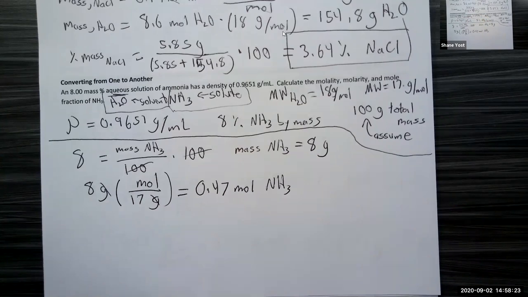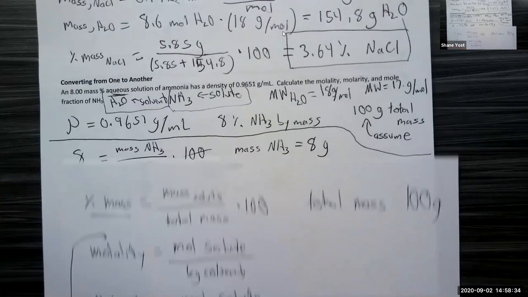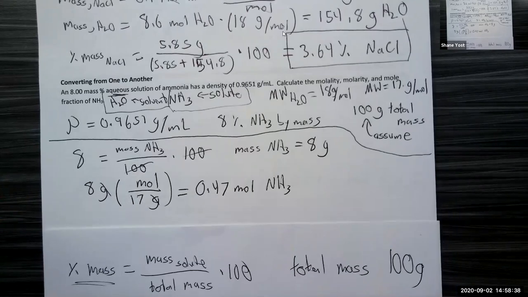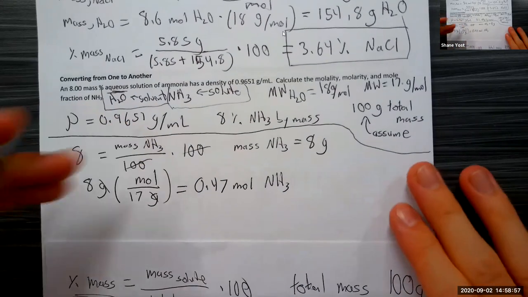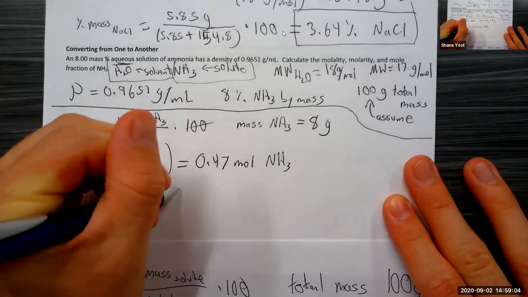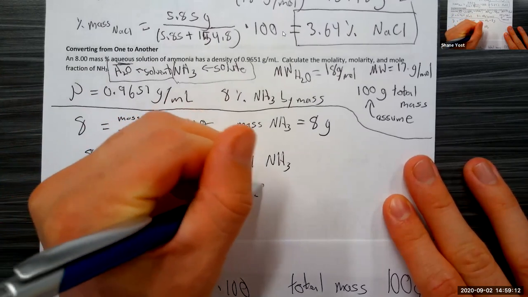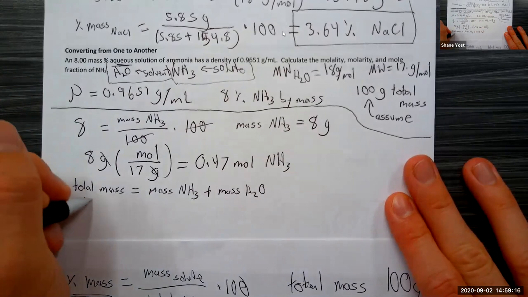Again, the choice is arbitrary. You can do whatever you want. I'm going to choose molality. To calculate molality, I need the kilograms of the solvent. The solvent is water. How do I get the mass of water in this solution? What is our total mass of the solution that we assumed? 100 grams. The total mass is the mass of what plus what? Solute plus solvent. Total mass is equal to the mass of our solute, NH3, plus the mass of the solvent, H2O.